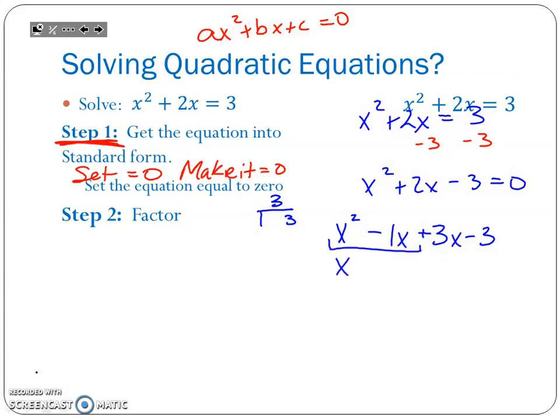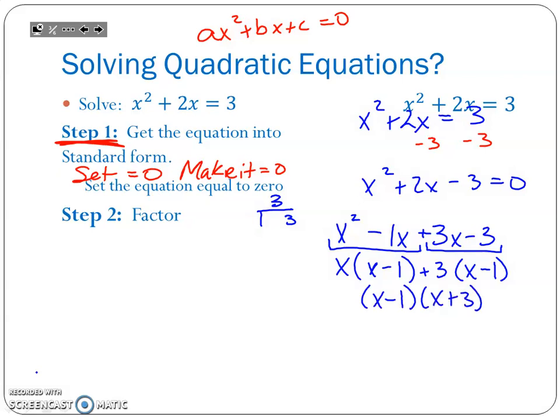What can I pull out of that? I can pull an x out. I'm left with an x minus 1. Okay, and what can I pull out of these two? They both have a 3. So I can pull out a positive 3. I'm left with x minus 1. So my two factors are x minus 1 and x plus 3. Okay, and remember I said we kind of ignore that equals 0. Well, now we need to fill in that equals 0 as we go through, because it was still there the whole time. We were just ignoring it. Okay, so I've got x minus 1 times x plus 3 equals 0.